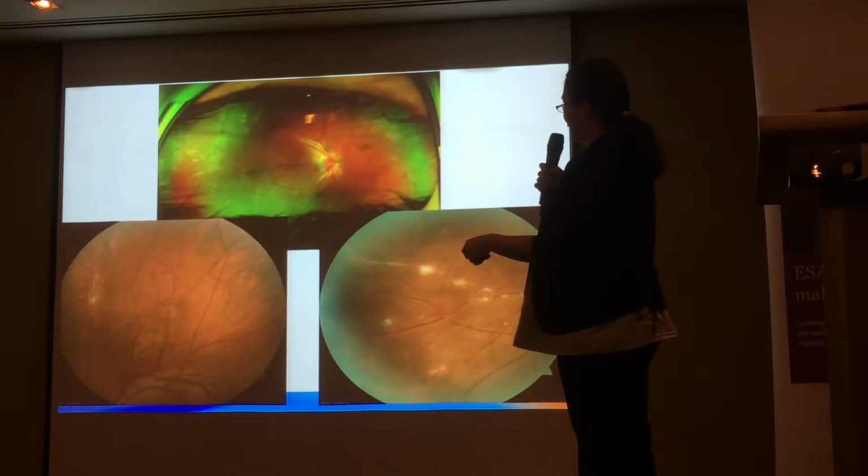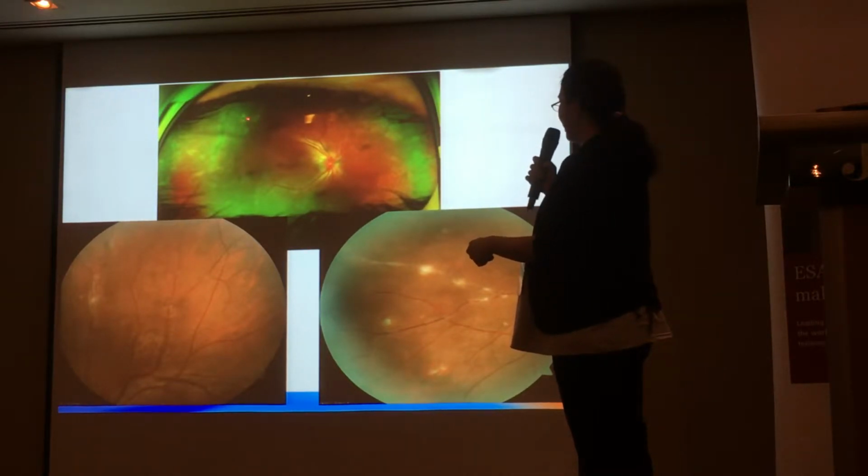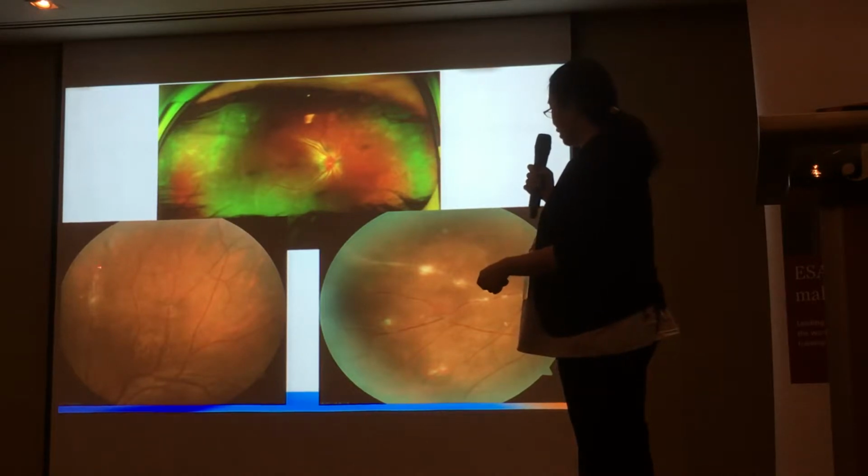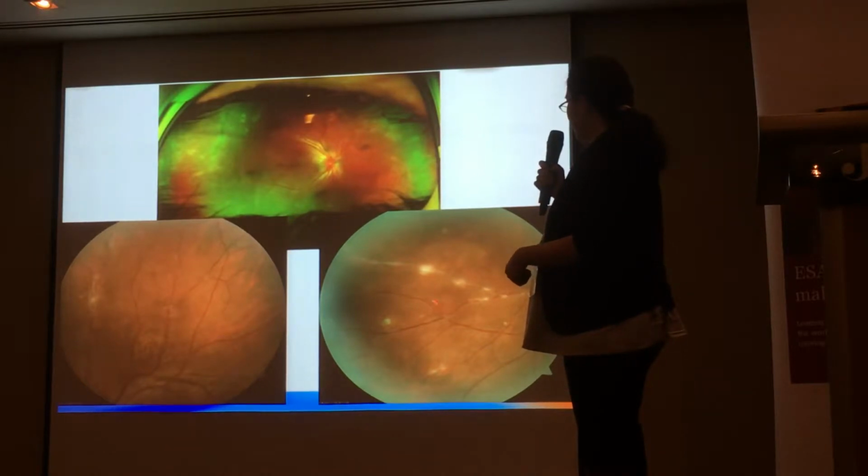It's Optos. Can you see anything here? It looks like a peripheral uveitis or vasculitis. Yeah, okay, and some scarring here, right? Chorioretinal atrophic changes as well. Okay, so these are signs suggesting peripheral uveitis.